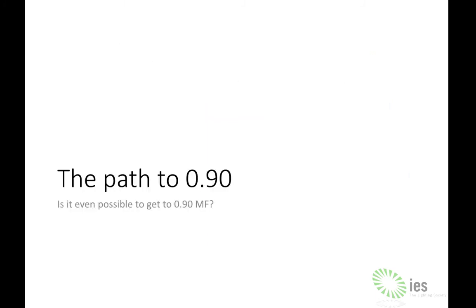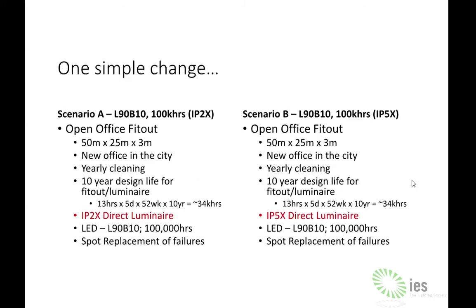Can we get to 0.9? Anyone reckon we can get to 0.9? I'm pretty excited to get to 0.9. We can do that through a really simple change. If you noticed the products earlier with our fitting, it's really easy to pick how to improve that, and that's by changing from an IP2X luminaire to an IP5X. A lot of manufacturers have IP4X, and I go, well, actually, that's not an IP5X, so we're going to have to keep using the 2X numbers, because the 5X will make a huge difference to our calculations.